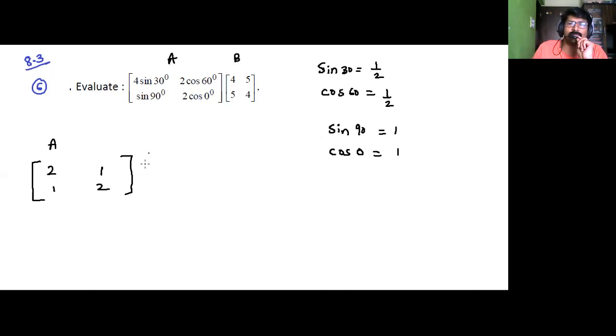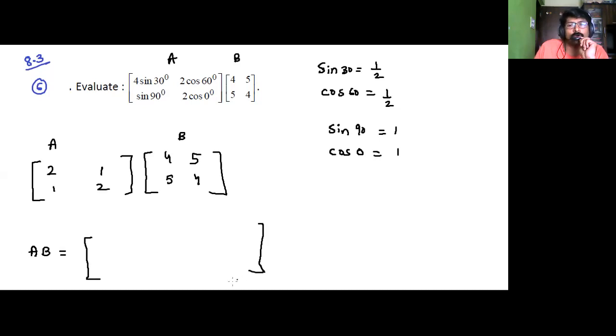And then there is matrix B. Matrix B is 4, 5, 5, 4. And this is matrix B. And what are we supposed to do, student? What is supposed to be figured out? What is the product AB? Now, to find out the product AB, what do we need to know? We need to know what will be the order of this matrix.